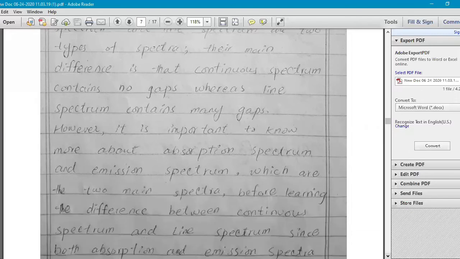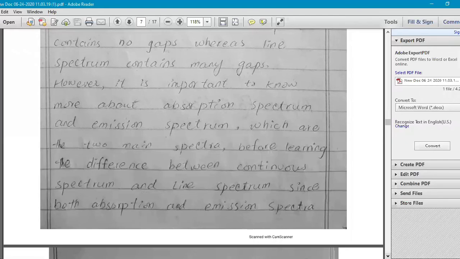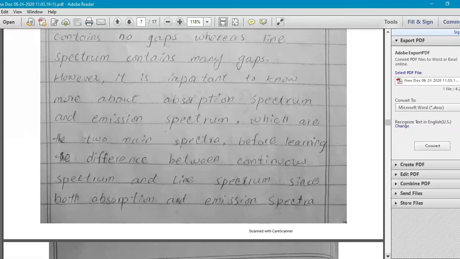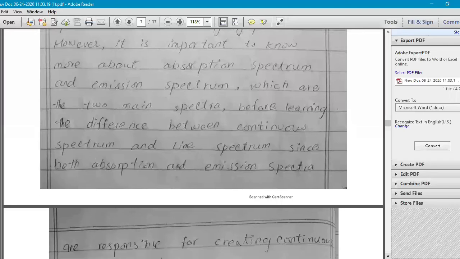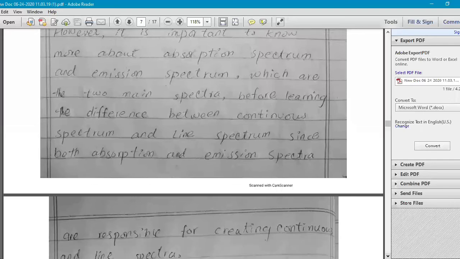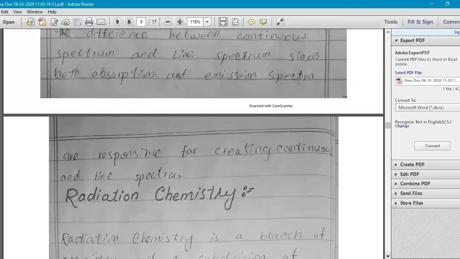However, it is important to know more about the absorption spectrum and emission spectrum, which are the two main spectra, before learning the difference between continuous spectrum and line spectrum, since both are absorption and emission spectra.